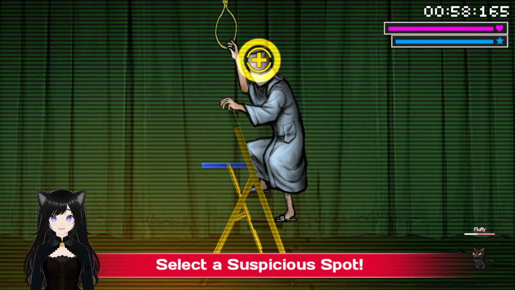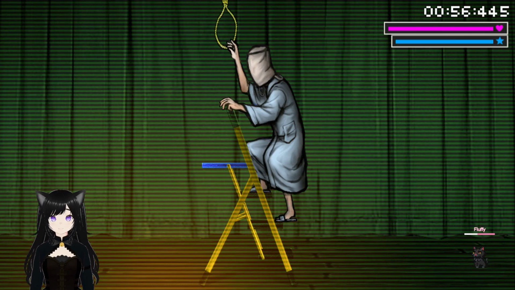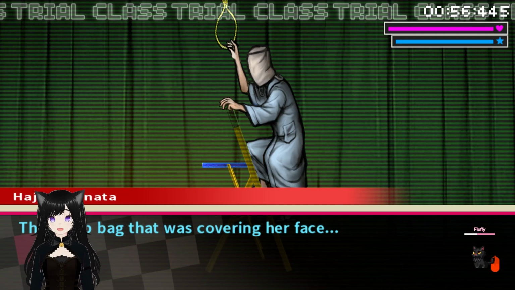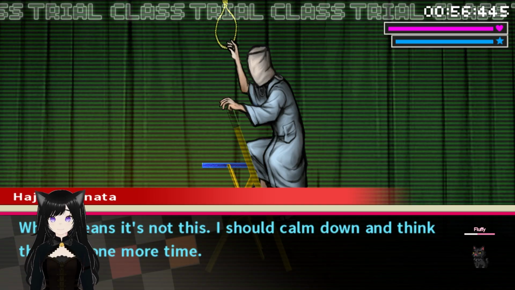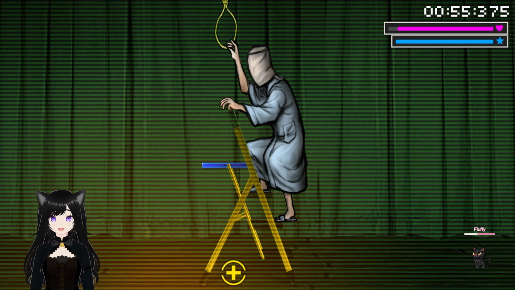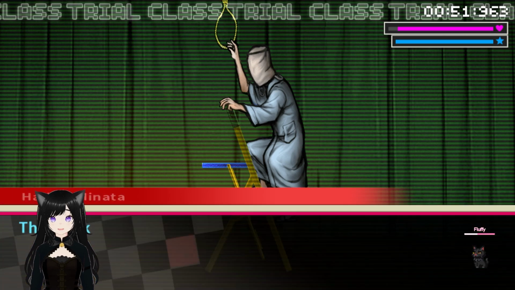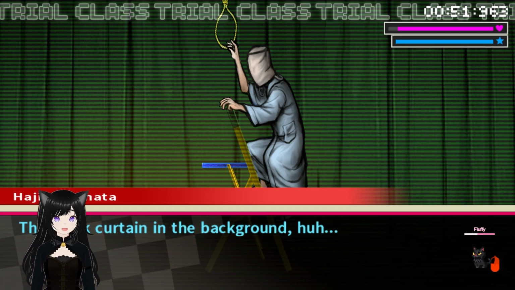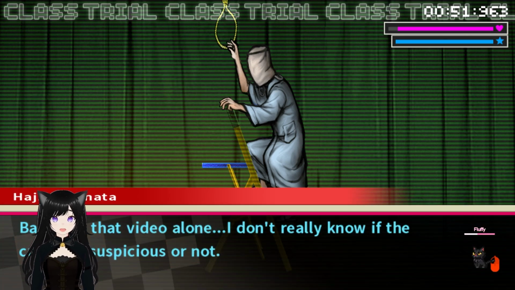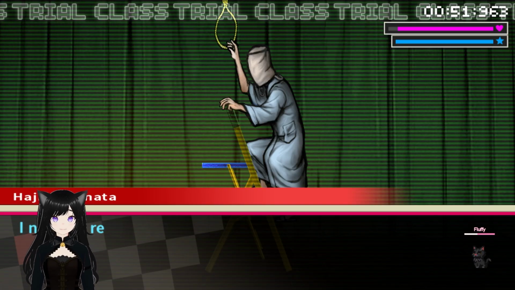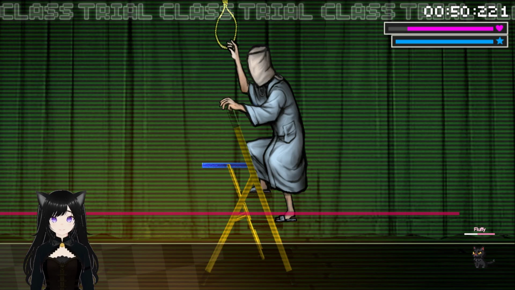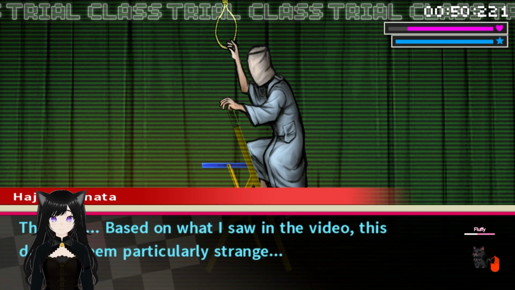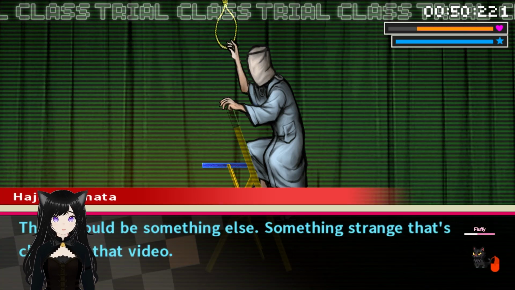Do we say it's the hood? The bag was covering her face. Based on what I saw in the video, I don't think that looks suspicious. Okay, then it's got to be the light, right? Wherever the light was, or the curtain, maybe the black curtain in the background, huh? Based on that video alone, I don't really know if the curtain's suspicious or not. Damn it! Okay. Well, what is it supposed to be then?